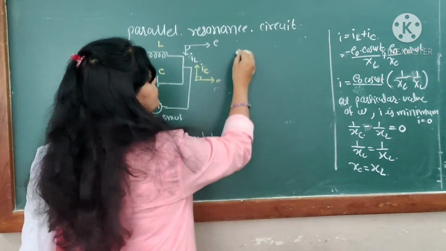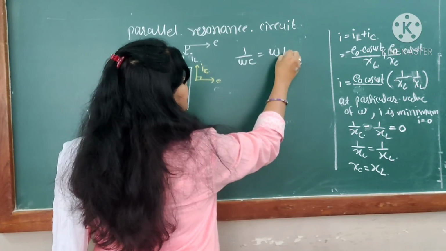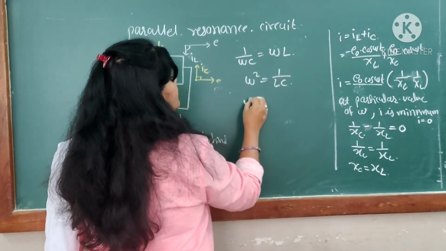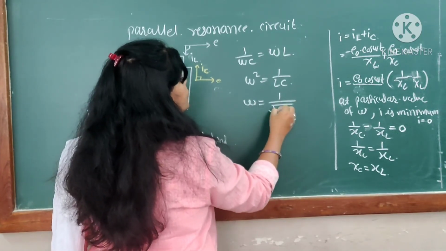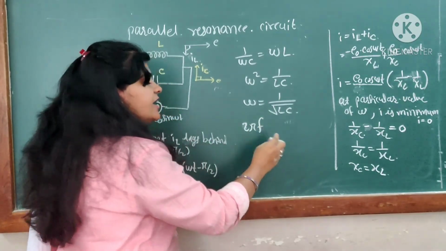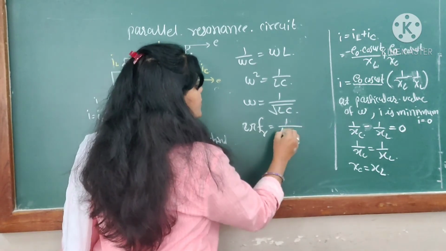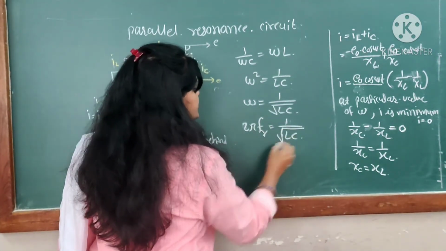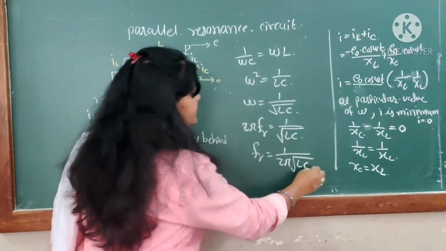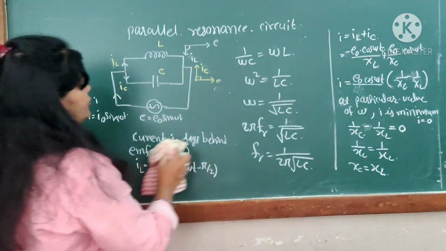XC is equal to 1 upon omega C, which is equal to omega L. So omega square is equal to 1 upon LC, and omega is equal to 1 upon under root of LC. Since omega is equal to 2 pi f, the resonant frequency Fr is equal to 1 upon 2 pi under root of LC. This is the resonant frequency for the parallel resonant circuit.